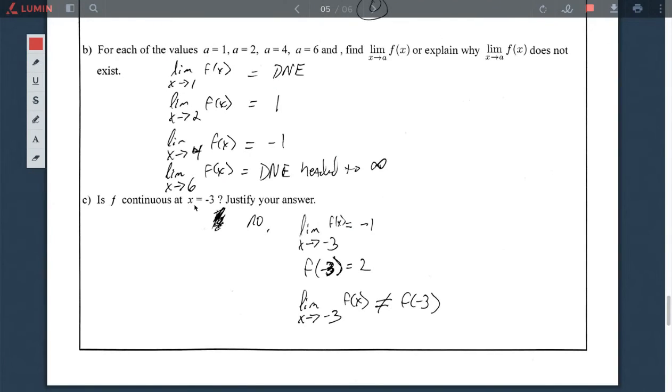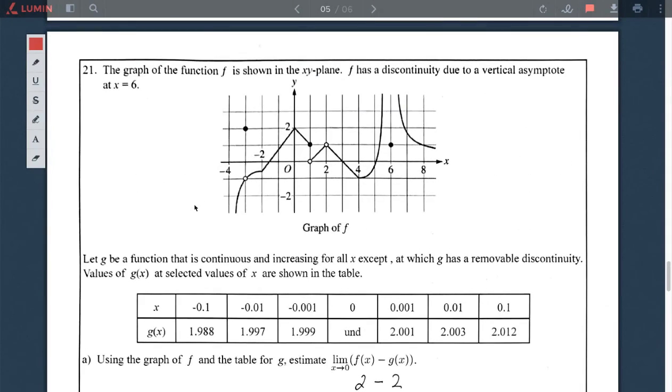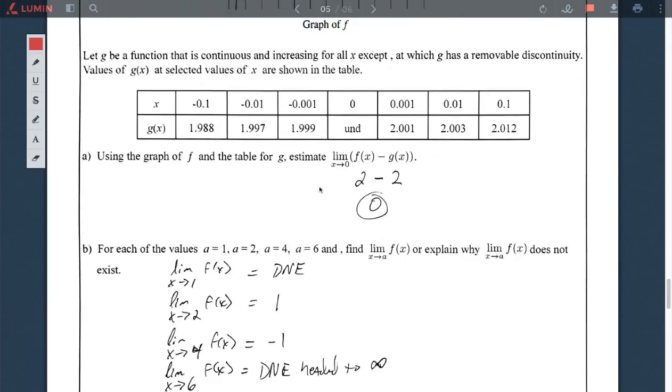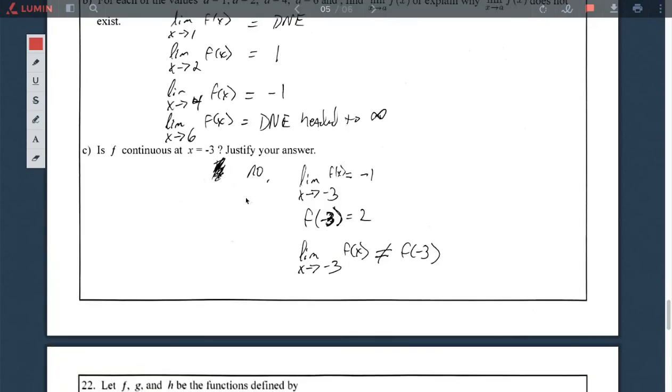Remember, we talked about today the 3 things that have to happen in order to be continuous. I have to have a function value, I have to have a limit, and then those 2 things have to equal each other. So -3. Do I have a function value at -3? Yes, my function value is up here, and it is 2. Do I have a limit? Yes, my limit is down here. It's -1. There's my function value, but as you see, these 2 values are not the same. So the limit does not equal the function value. Therefore, we are not continuous.